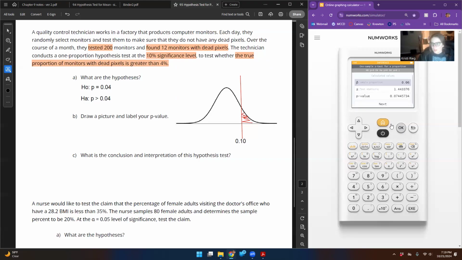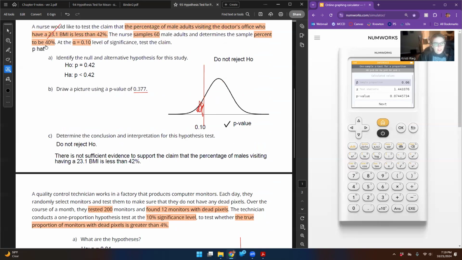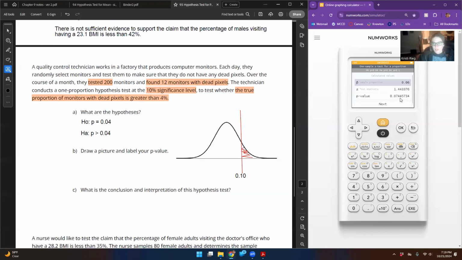Okay, here we go. So there is our P hat. In another problem up here, they gave us P hat. But down here, we calculated it, 12 out of 200. There's our Z, and there is our p-value. So let's see how that works.